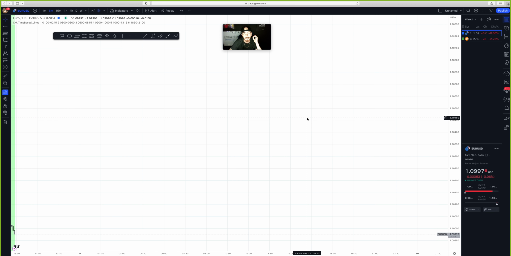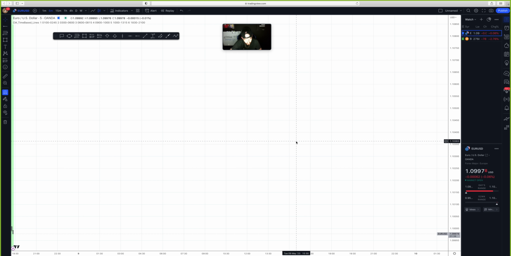Guys, how to get sniper entries in the market. I'm literally going to give you my exact rules to enter and what time frames I use to enter, so you'll be able to get the same exact sniper entries that I get. So let's get right into it.